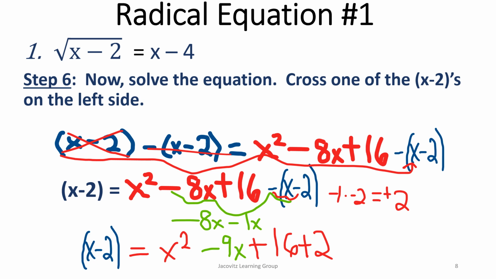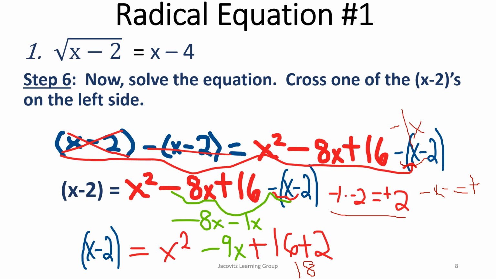When we take the negative x minus 2 over to the other side, guess what happens? This is a negative 1x right here. And this is a negative times a negative, which was done here. A negative times a negative equals a positive. So -1 times -2 equals +2. So then you have x squared minus 9x plus 16 plus 2, and you know that this is 18.